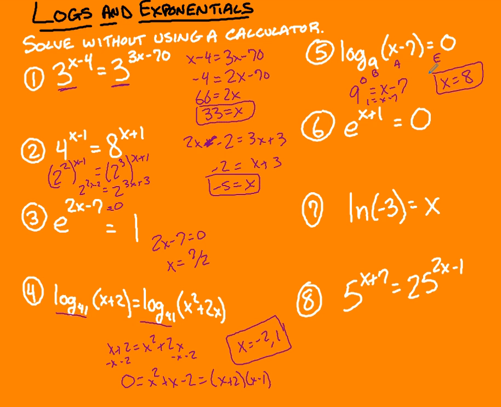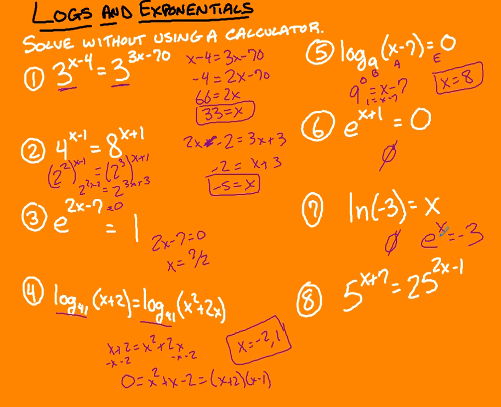And number 6, e to some power equals 0. When can you ever have an exponential equal 0? You can't. This does not exist. This cannot possibly happen, because when you have a number and raise it to a power, you're always going to get a positive number. And number 7 is also no solution, because remember, if we talked about our graphs, you can never take a logarithm of a negative number. If you wanted to rewrite this, it would be like saying e to the x power equals negative 3. How can a power ever equal a negative number?